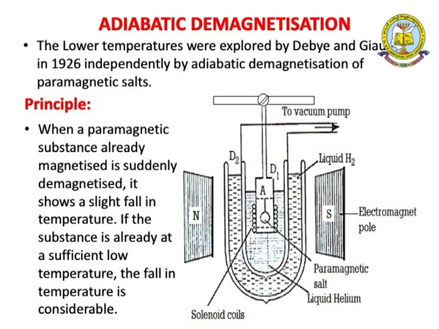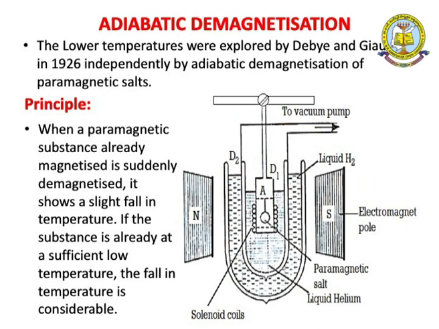Next, the last one is adiabatic demagnetization. Here the lower temperatures were explored by Debye and Giauque in 1926, independently, by adiabatic demagnetization of paramagnetic salts.